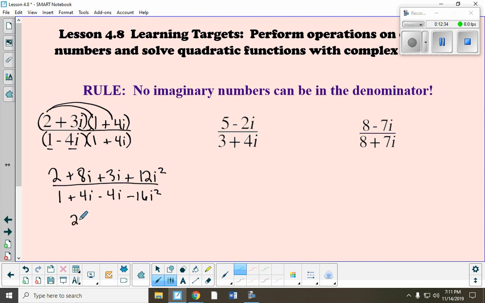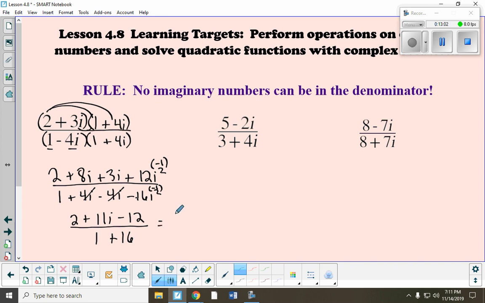So that would be 2 plus 8i and 3i is 11i. And then this would be 12 times a minus 1, so this is minus 12. And here in the denominator now, look at this, 4i minus 4i, that cancels. And this is a negative 1 right here. So that gives us 1. Negative 16 times negative 1 is a positive 16.